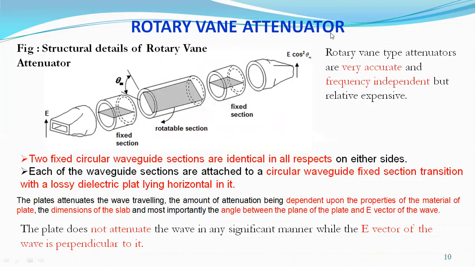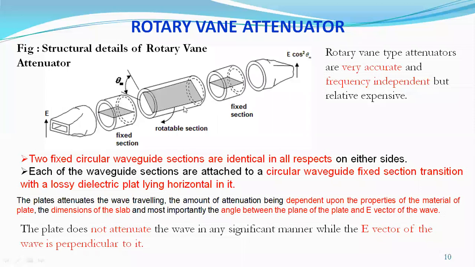This is a rotary vane type attenuator. In the rotary vane type attenuator, now see, there are waveguides here. These are two circular waveguides. This is also a fixed section. This is also a fixed section. So this is the variable one. You can vary this. So remaining all are fixed. This is one edge of our rotary attenuator type. This is another edge of the attenuator type. So on both sides we have the fixed sections.